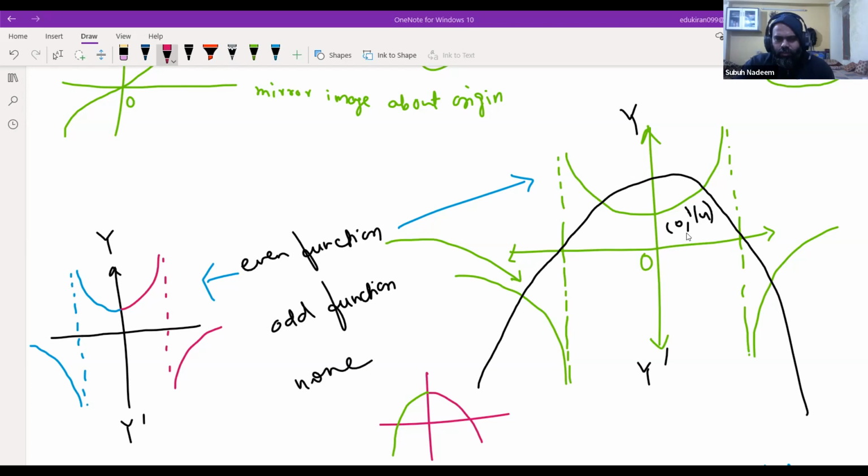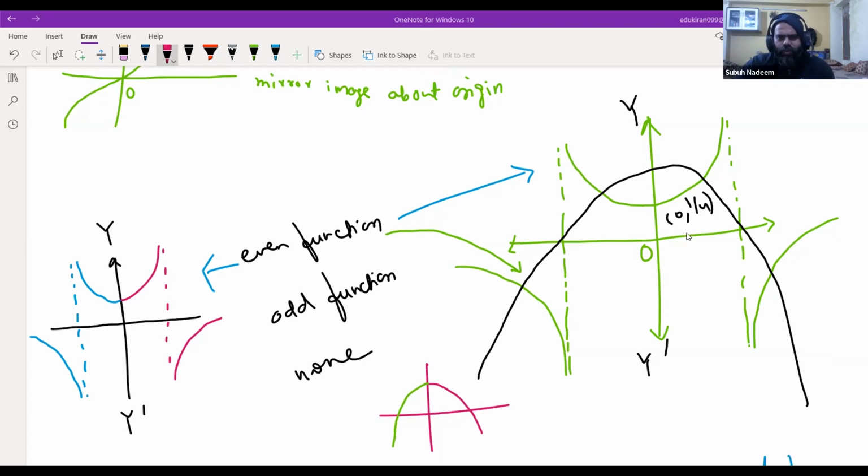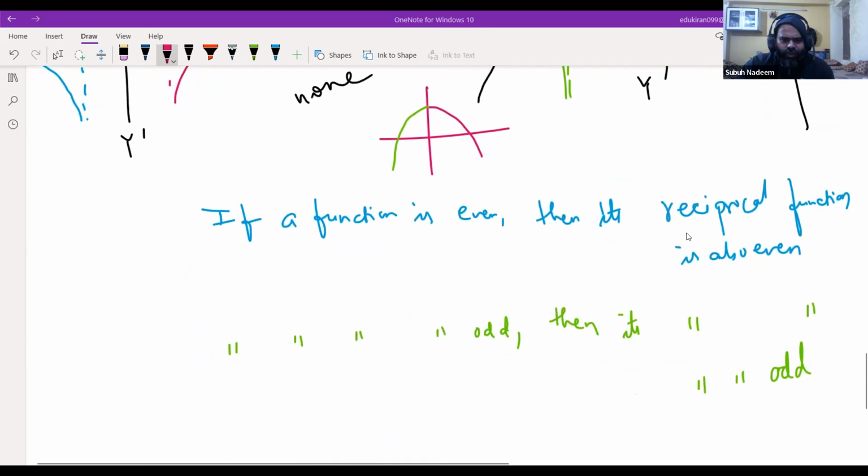We'll see odd functions also if the questions come. You can write these two statements. These are important. If a function is even, then its reciprocal function is also even. If a function is odd, then its reciprocal function is also odd.